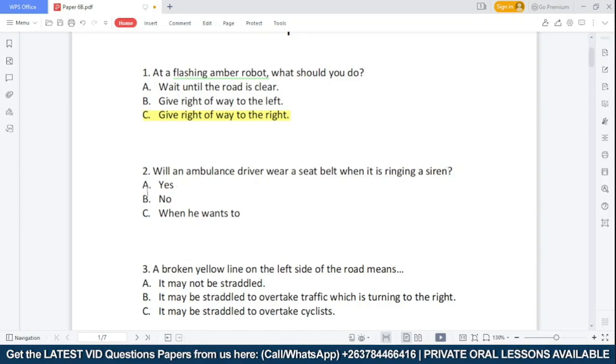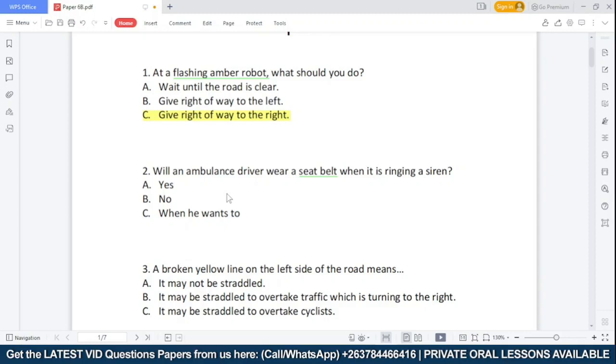Number 2, will an ambulance driver wear a seatbelt when it is ringing its siren? A, yes. B, no. C, when he wants to. So we are looking at a seatbelt, right? We know that it is mandatory for every driver to wear a seatbelt. But when is a driver exempted from wearing a seatbelt? When they are reversing. So that's something that you need to know.